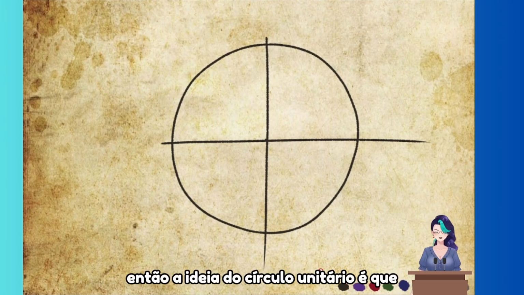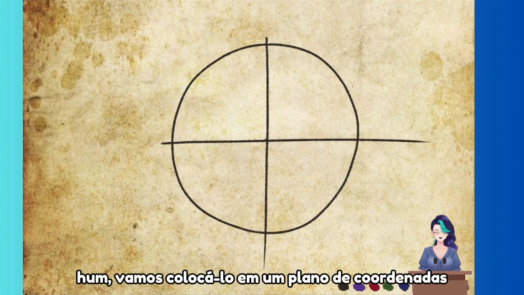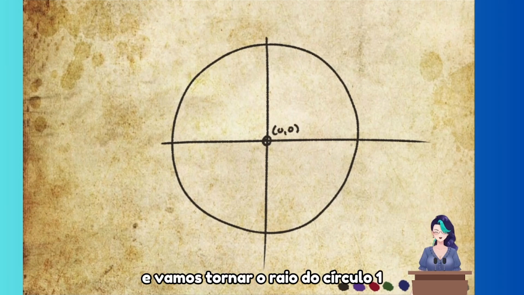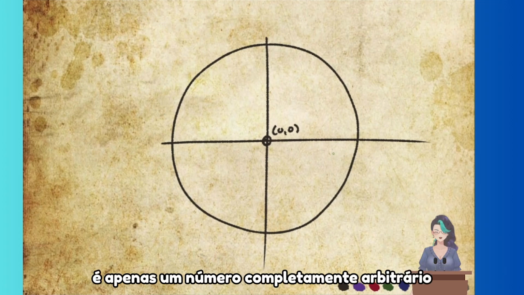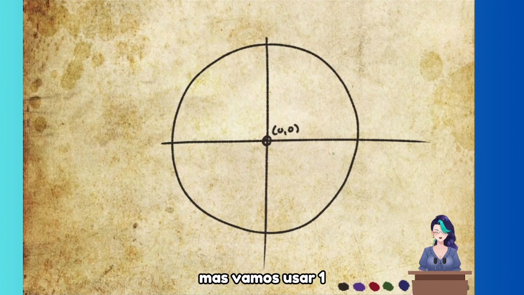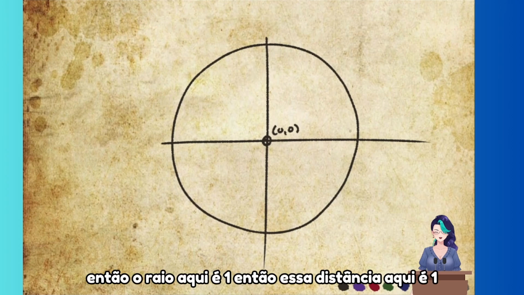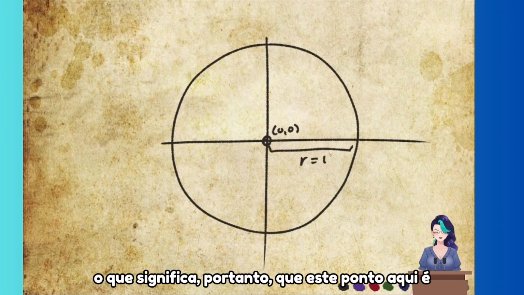So the idea of the unit circle is that we take a circle, okay? We're going to put it on a coordinate plane, and we're going to say that this point in the middle is 0, 0. And we're going to make the radius of the circle 1. It's a completely arbitrary number, but we're going to use 1 because it's easy to do all the math with.